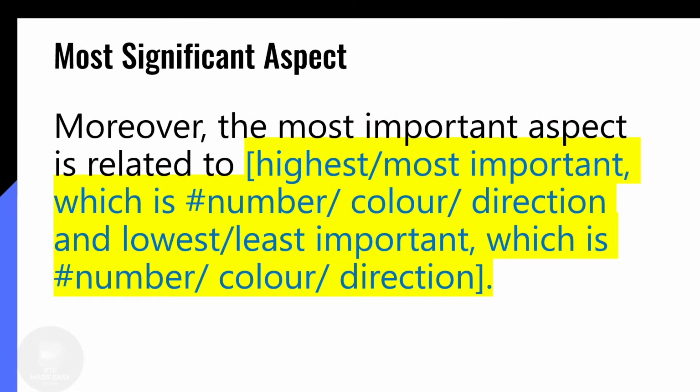All right, now that we know what our second sentence should be, let's look at the third sentence. The third sentence is, moreover, the most important aspect is related to. Then I give the highest or the most important one and give a number with that, and then give the lowest one and give a number with that if possible. Right? Let's take a look.